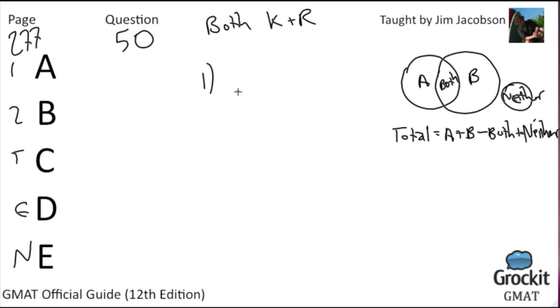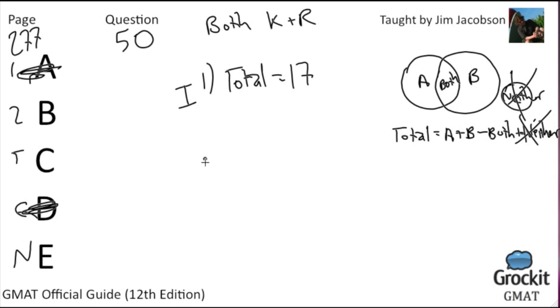And so statement number 1 gives us the total. It says the total equals 17. However, we need A and B in order to figure out the rest of this. We can, I think, safely eliminate the option of directors who are directors of neither company K nor company R. So statement one gives us the total, but we still need A and B, or K and R in this particular case. It's insufficient on its own. A and D are ruled out.